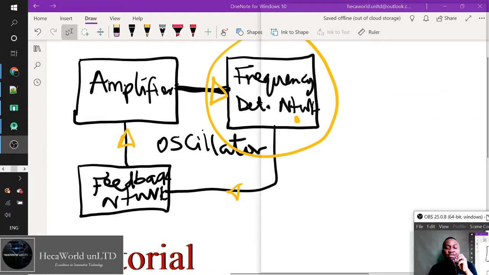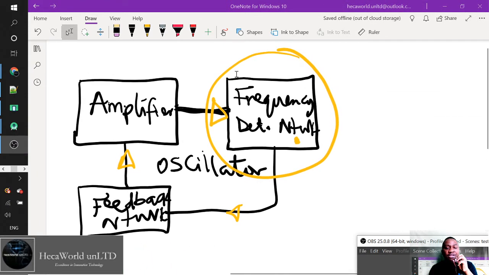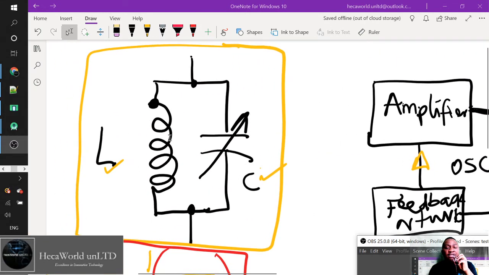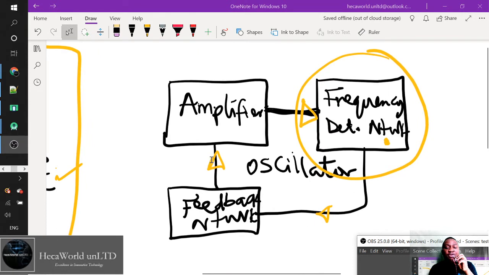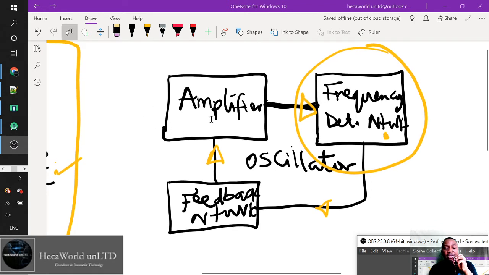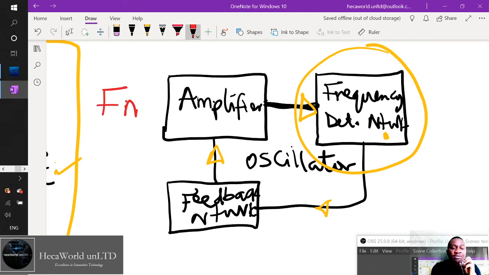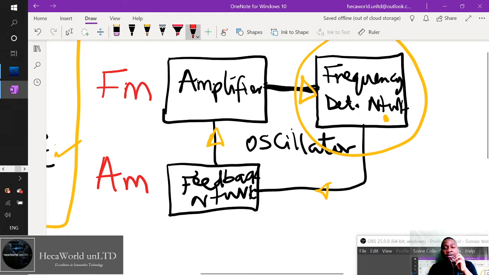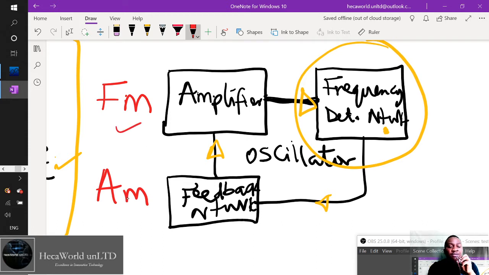Build an amplifier, any amplifier of choice, preferably a one transistor amplifier. Have a frequency determining network, which is your LC tank circuit. Then have some form of feedback to the amplifier. You build an oscillator. Then just find a way to modulate it. You modulate the frequency, or you modulate the amplitude. If you modulate the frequency, it becomes frequency modulated. If you modulate the amplitude, it becomes amplitude modulated. Right? You can also modulate the phase, and you have phase modulation, and so on and so forth. But these are the most common ones for you to build. So amplitude modulation and frequency modulation.